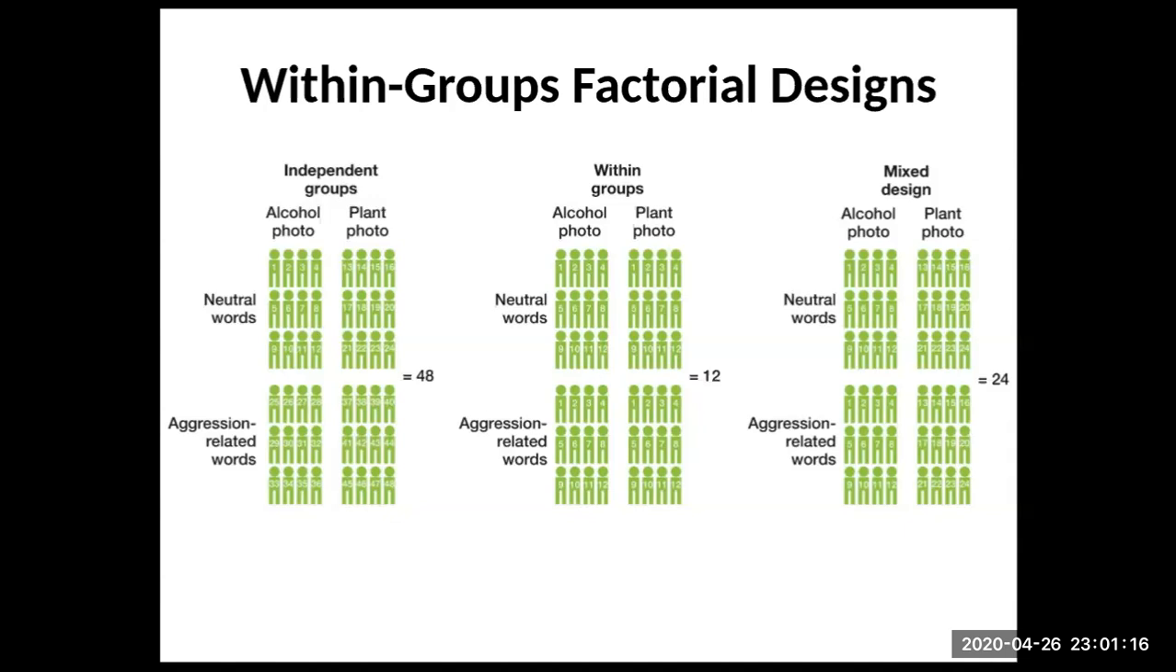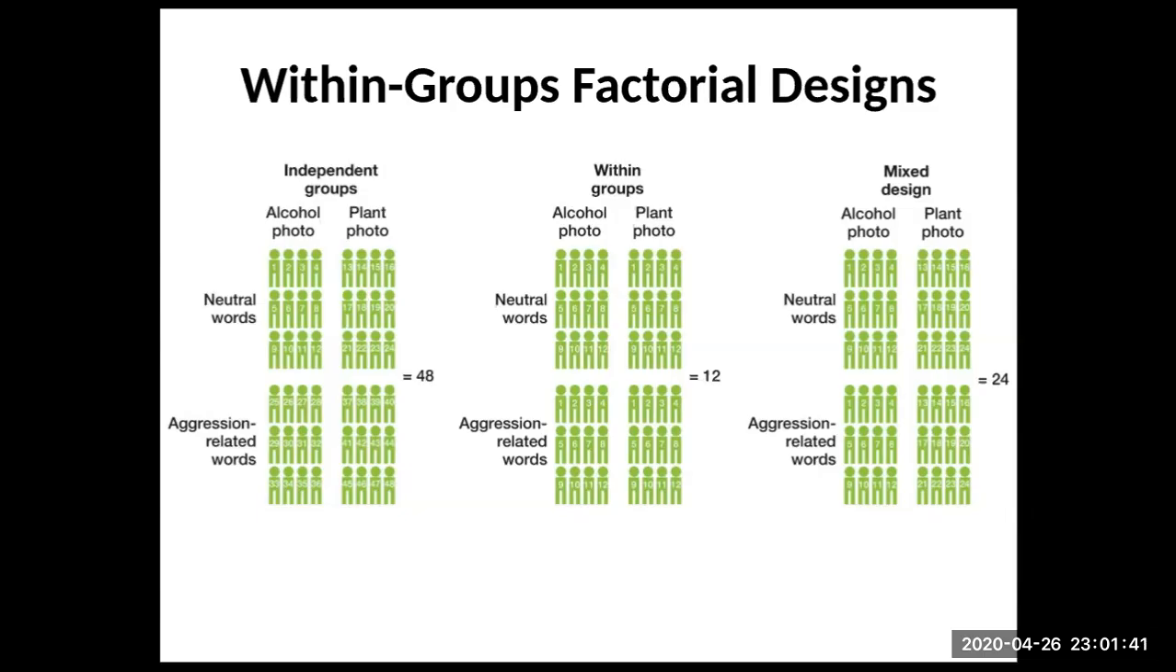Looking at a reminder, very much like we talked about in the last chapter, if you have an independent or between group design, you will need more participants because having 12 participants per group means you need 4 groups. So you need 48 subjects if you're going to have 12 per group.